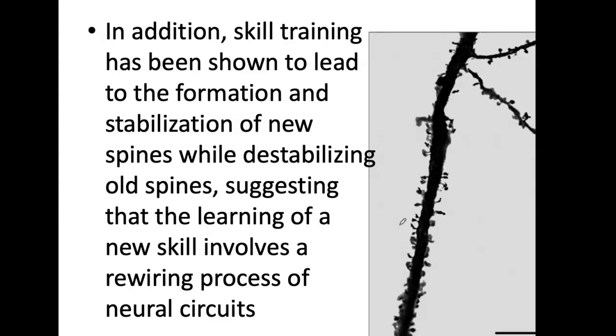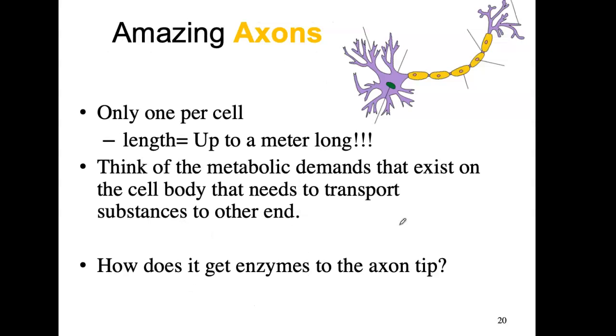Skill training also has been shown to lead to the formation of new spines, and it actually gets rid of older spines. So we often think that a new skill involves the rewiring of a circuit, and you would no longer have use for other circuits that have been superseded by the new learning. Very, very crazy. Okay, those are dendrites and dendritic spines.